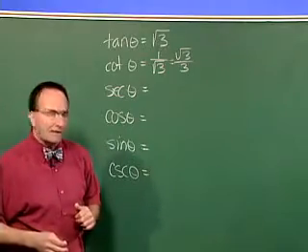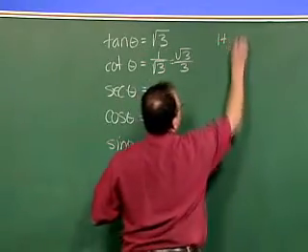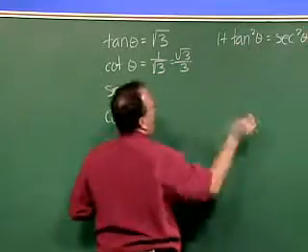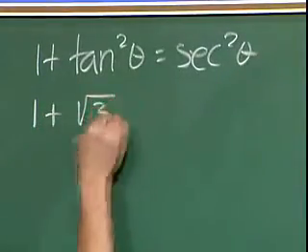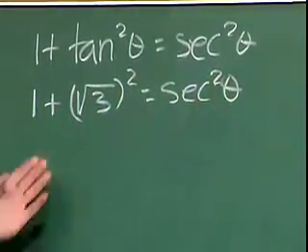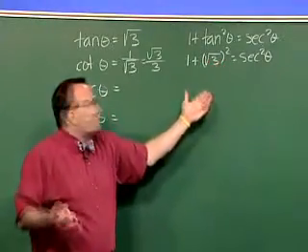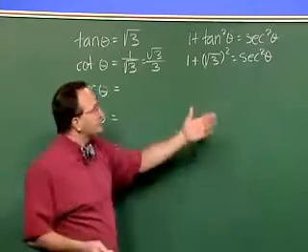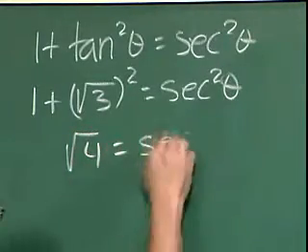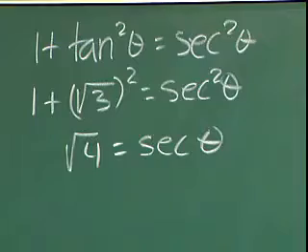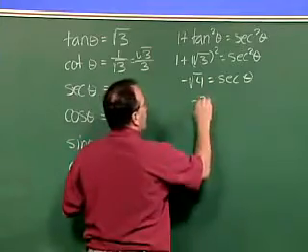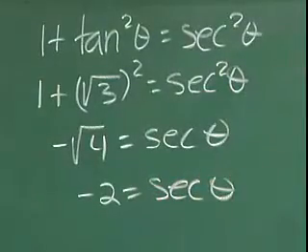Use one of the Pythagorean identities that says 1 plus tangent squared theta equals secant squared theta. And that means 1 plus the square root of 3 squared equals secant squared. Square root of 3 squared, of course, is just 3. So we have 1 plus 3, which is 4, equals secant squared theta, which means the square root of 4 equals secant theta. And again, in this particular case, we know that it's going to be negative. So we have -2 equals secant of theta.